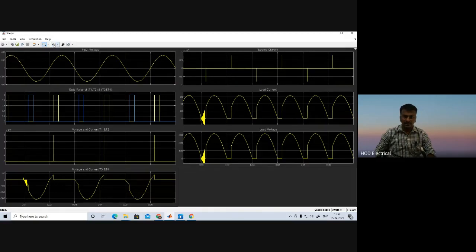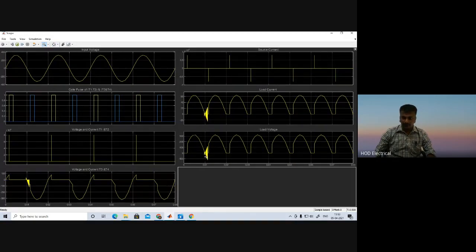In one cycle itself, we have two ripples. So the ripple frequencies are what we are going to reduce. The ripples also reduce as long as we keep increasing the capacitor.